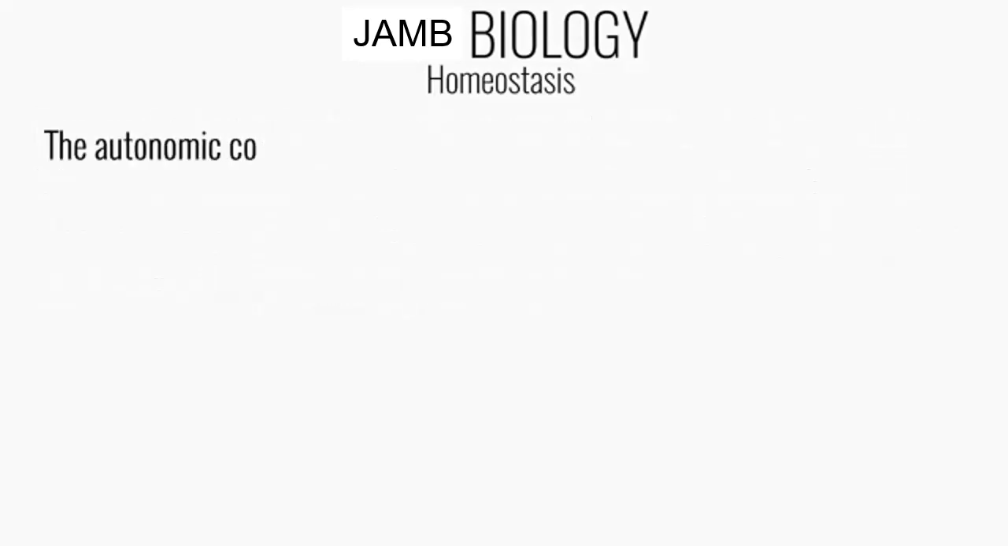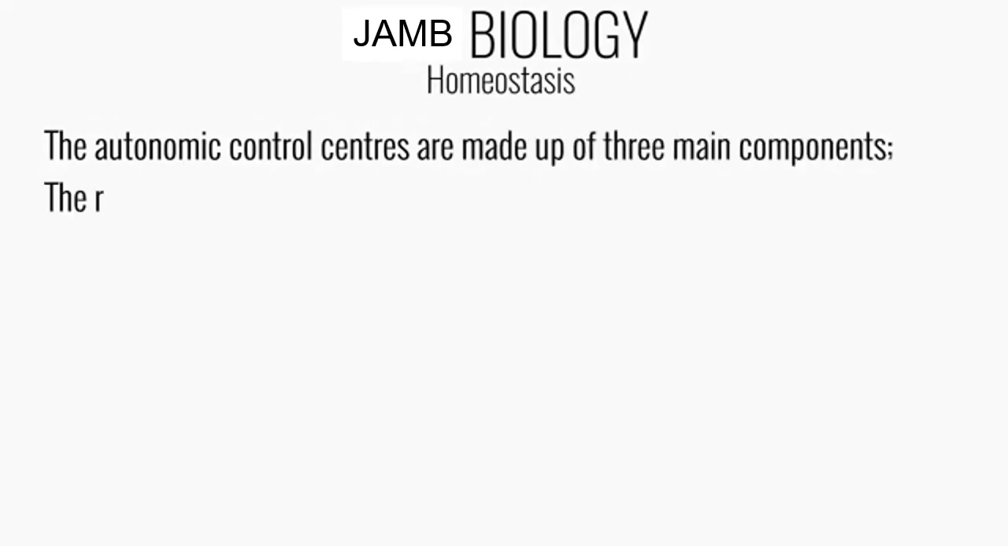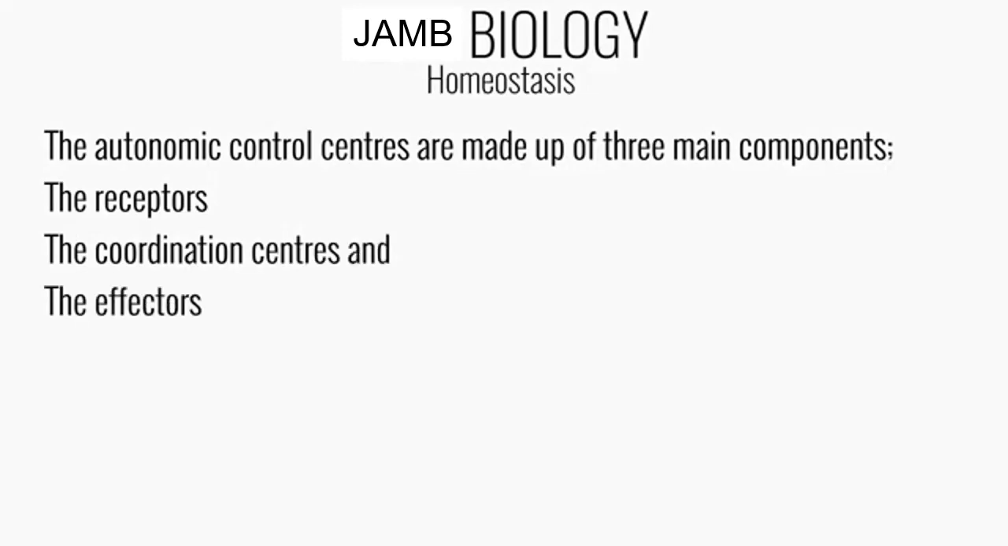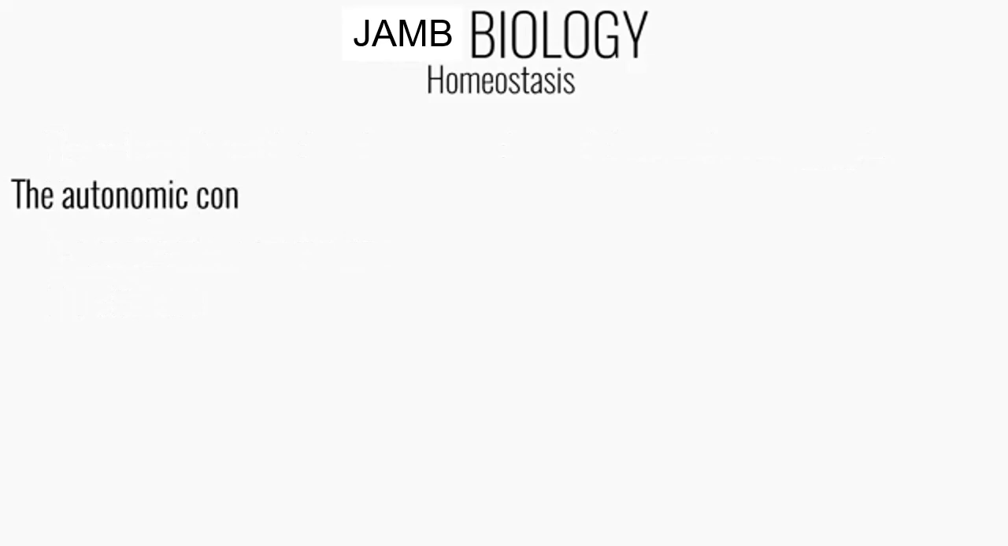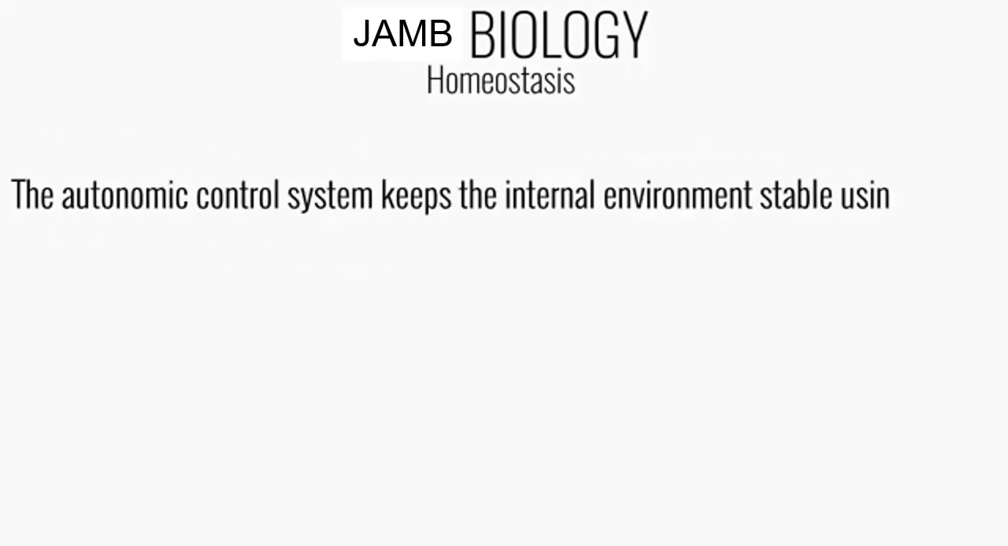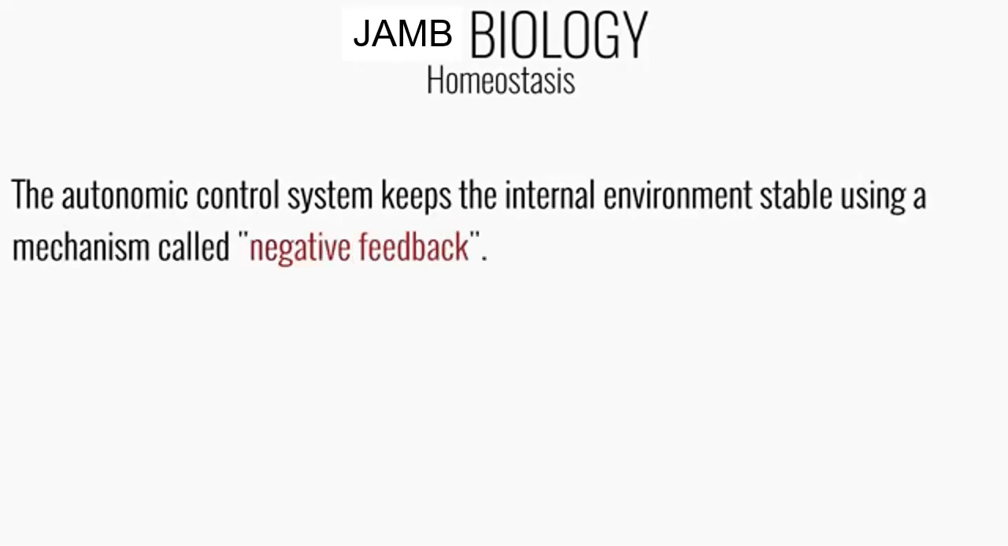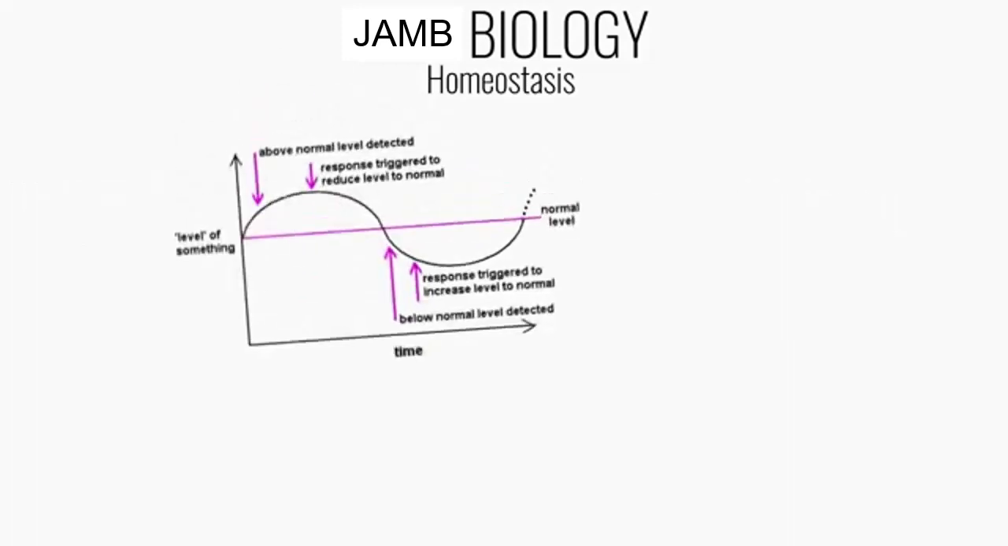So the autonomic control centers are made up of three main components: the receptors, the coordination center, and the effector. And these three components work together to maintain a steady condition. So the autonomic control system keeps the internal environment stable using a mechanism called negative feedback. So here is a graph to illustrate how the negative feedback works.